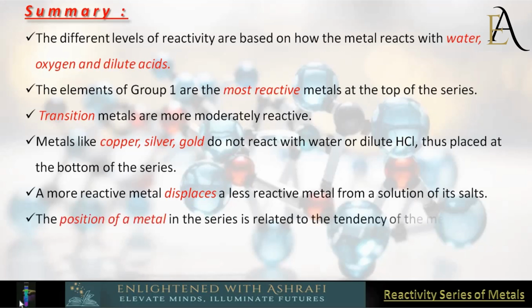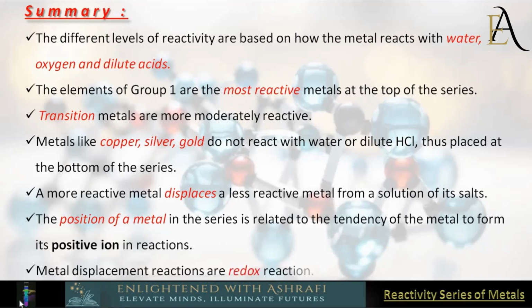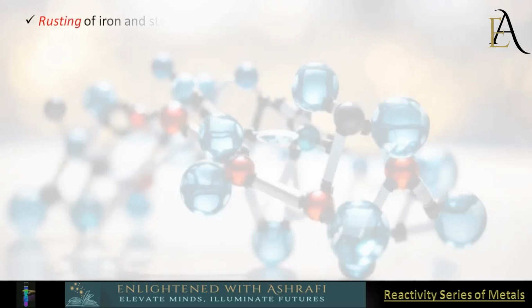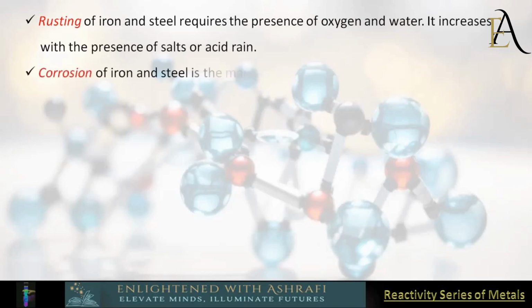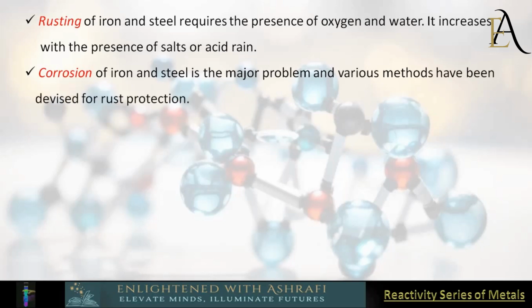The position of a metal in the series is related to the tendency of the metal to form its positive ion in reactions. Metal displacement reactions are redox. Rusting of iron and steel requires the presence of oxygen and water. It increases with the presence of salts or acid rain. Corrosion of iron and steel is a major problem, and various methods have been devised for rust protection.